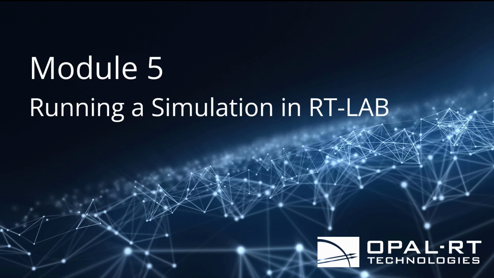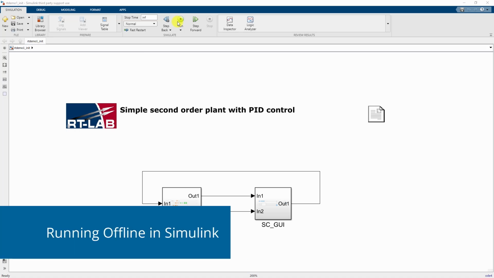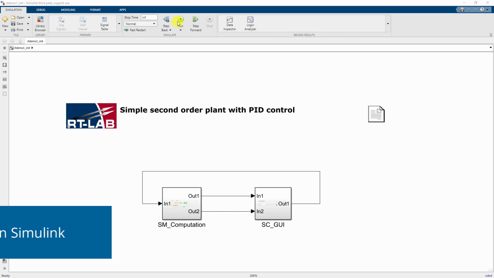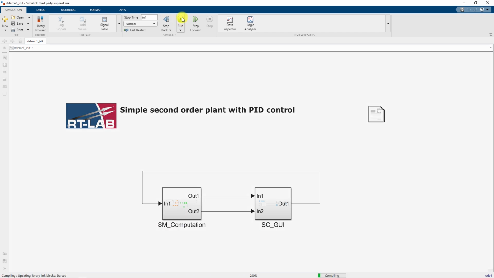In this video, we are going to build a model, compile, load, and execute it on a target. Then, we will review the RTLab execution modes. Starting from the PID example model used previously, we must ensure that the model can run offline in Simulink. If a model cannot run offline, RTLab will not be able to compile it.